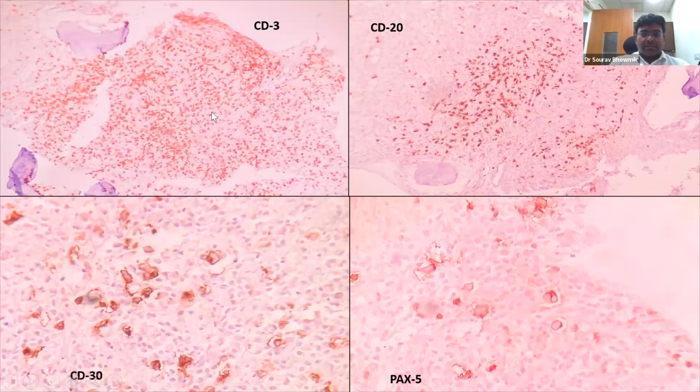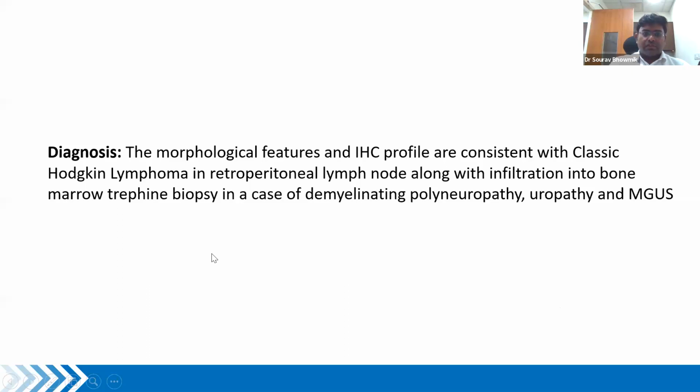Again, the background lymphoid cells show mixed expression of CD3 and CD20, and CD30 took up the large cells. Quite a few were highlighted by the immunohistochemistry. And PAX5 also showed weak to moderate positivity. So the diagnosis of this patient came out as classic Hodgkin lymphoma in the retroperitoneal lymph node, along with infiltration into the bone marrow trephine biopsy, in a case of demyelinating polyneuropathy with uropathy and monoclonal gammopathy.